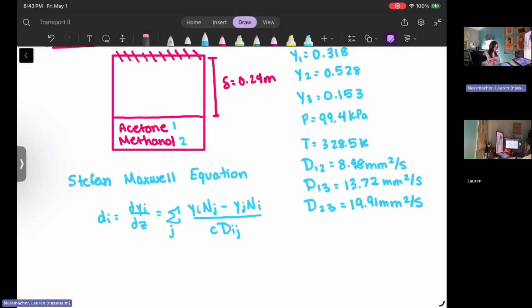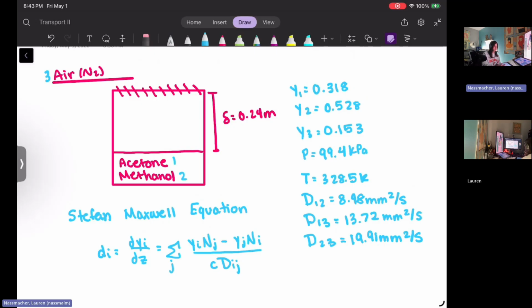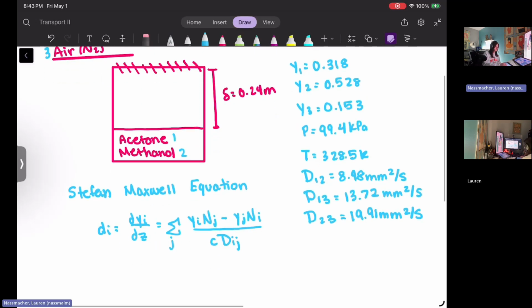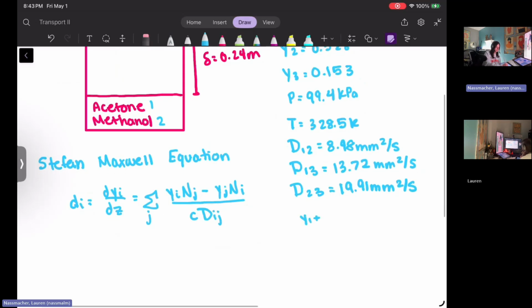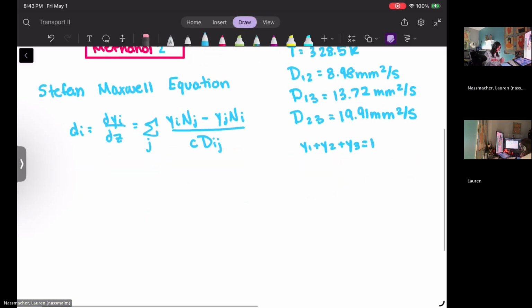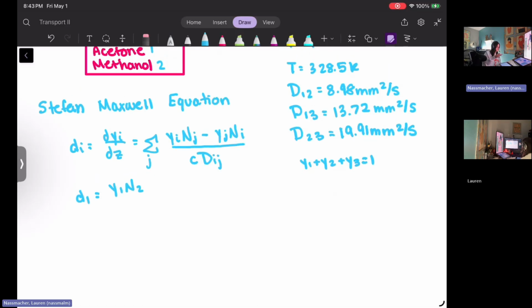We can find the driving force of our acetone and our methanol. We don't find it for air because we can determine that using the acetone and methanol, since the mole fraction of 1 plus the mole fraction of 2 plus the mole fraction of 3 equals 1. So let's do the driving force of our acetone, which is 1. That's going to equal our mole fraction of 1 multiplied by our molar flux of 2. And again, 1 is acetone, 2 is methanol, but I'm not going to say that because that's a lot of words. Minus our mole fraction of 2 times our molar flux of 1 all over our concentration multiplied by our diffusion coefficient of 1, 2.